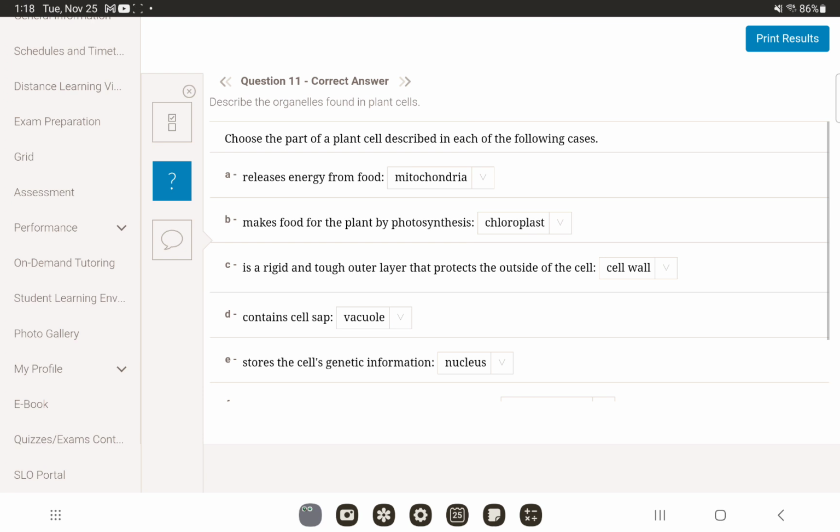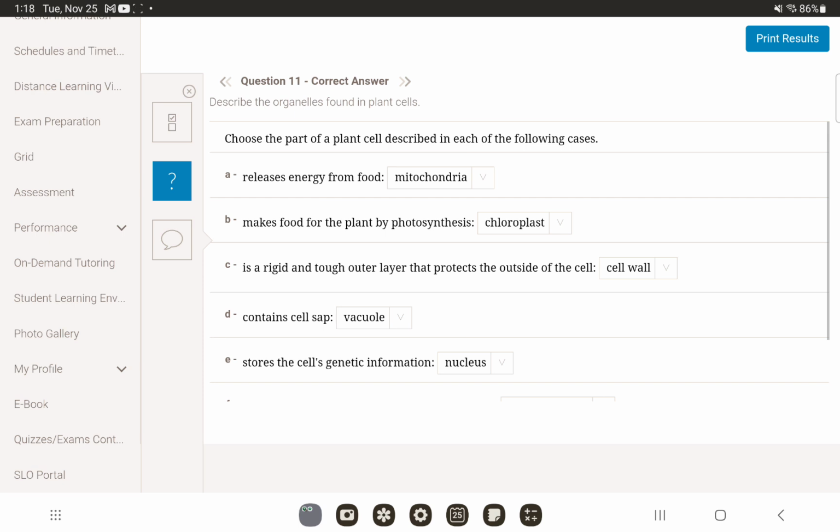Makes food for the plant by photosynthesis. Chloroplast is where the photosynthesis takes place, which is also why chloroplasts are absent in animal and human cells.